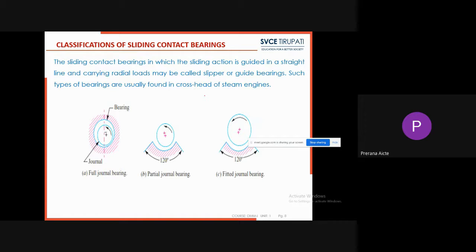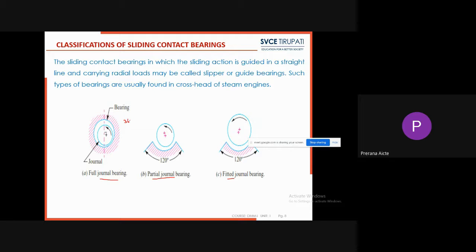Next, the sliding contact bearing is again classified into three types: full journal bearing, partial journal bearing, and fitted journal bearing. For example, in a full journal bearing, the bearing can revolve around 360 degrees.